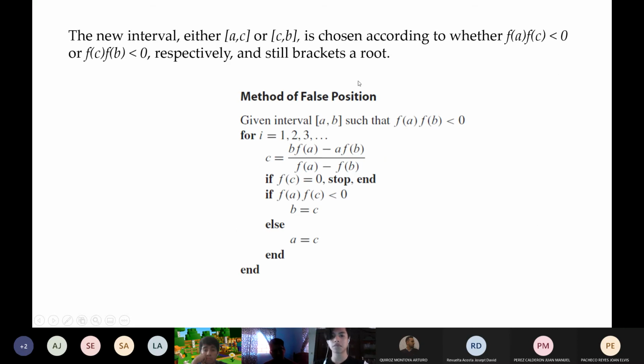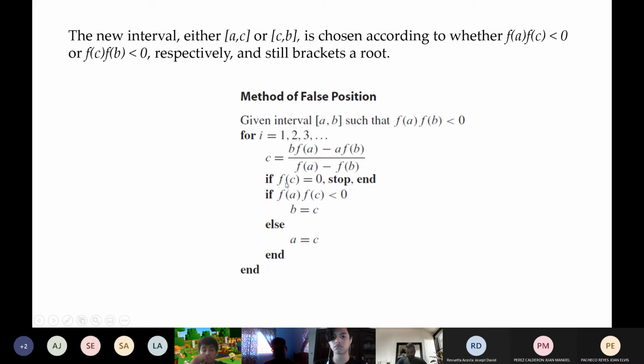So this is explained in something that we call a pseudocode. So this is a pseudocode. Given the interval A and B, which is the interval you are proposing in the exercise, the interval has to meet this condition, FA times FB is less than zero, right? And then I have a for loop that is going to run from one to n iterations. I compute the value of C using this formula. If FC is equal to zero, we stop and we say this is done, because if this is true, it means C is the root.